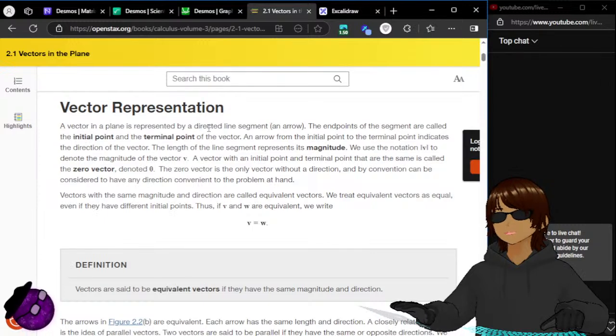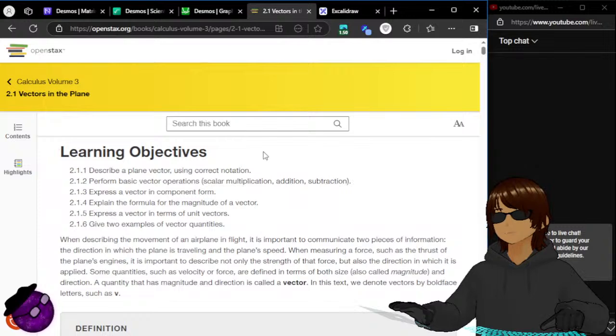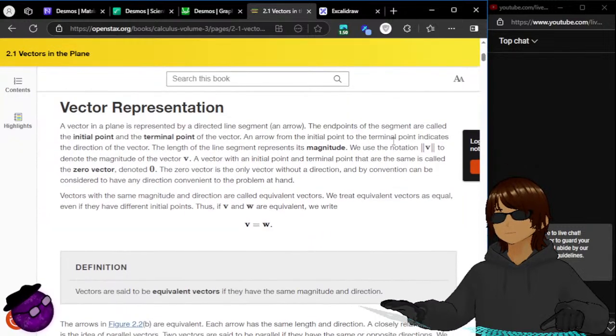is represented by a directed line segment, an arrow. The endpoints of the segment are called the initial point and the terminal point of the vector. An arrow from the initial point to the terminal point indicates the direction of the vector. The length of the line segment represents the magnitude. Use this notation to denote the magnitude of the vector v. A vector with an initial point and terminal point that are the same is called the zero vector, denoted 0.